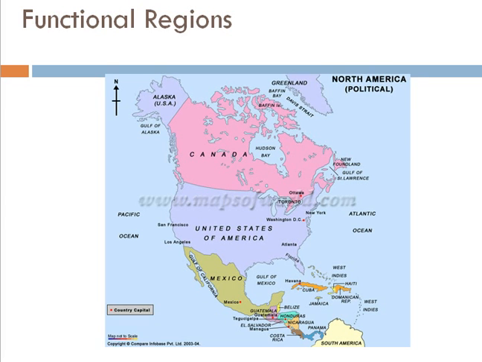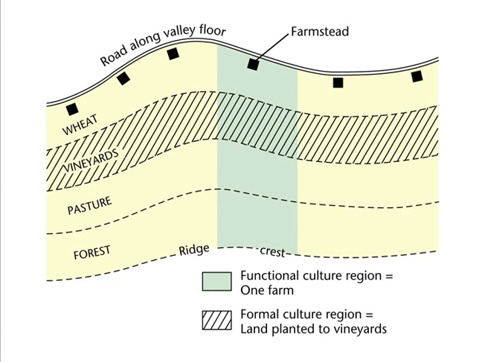And then you could even break it down into states, and each state would function as a functional region, and each state would have a capital, and that capital would be a node. You could even look at it on a much smaller scale.